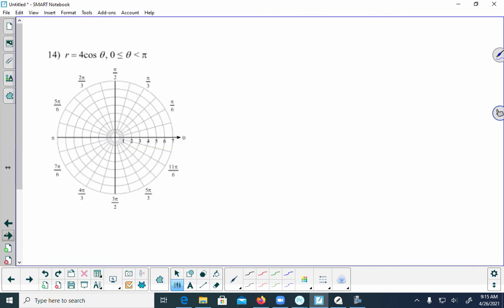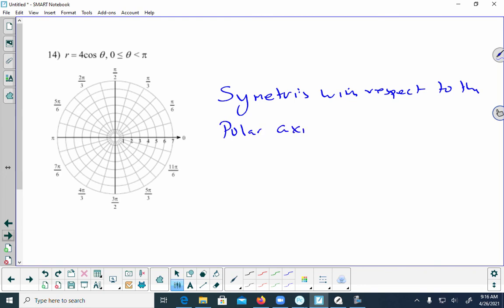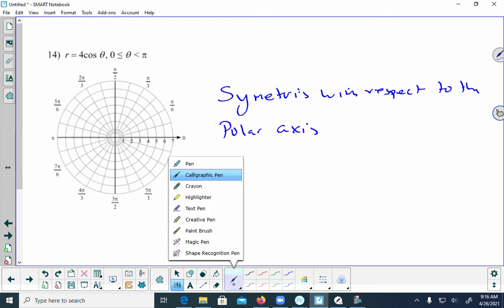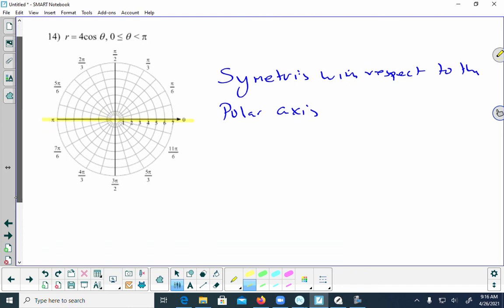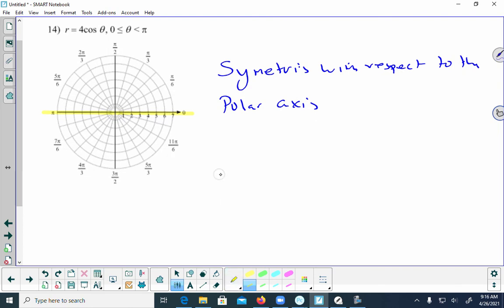Okay, the next one is a cosine curve, which means that it is going to be symmetrical with respect to the polar axis, which means this line right here. So whatever I graph on the top, I will also graph on the bottom. In order to graph this, I am only going to pick points from the first and the second quadrants, knowing that I can map them down to the third and the fourth.